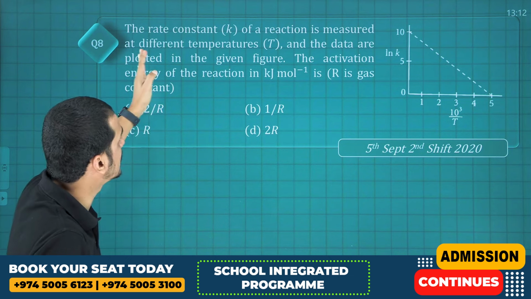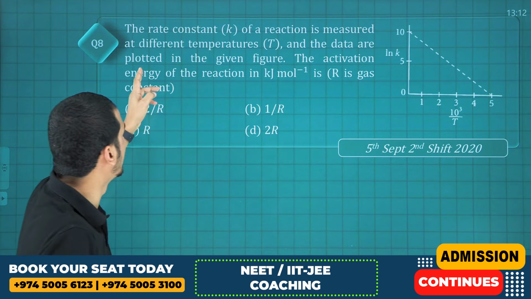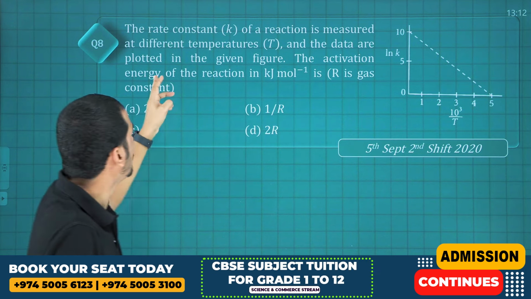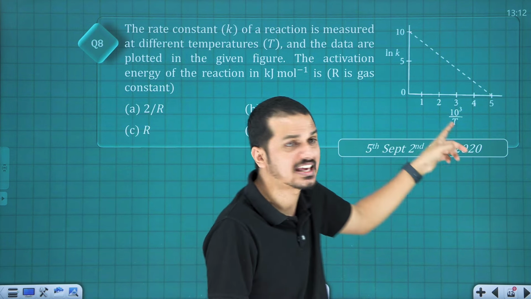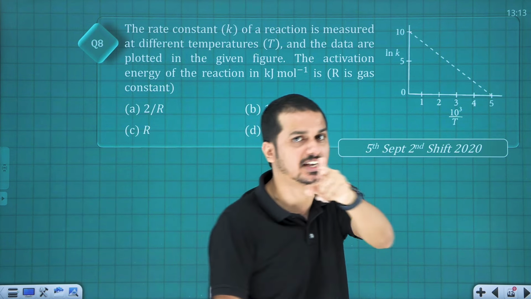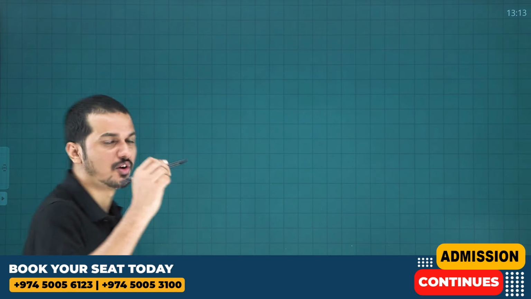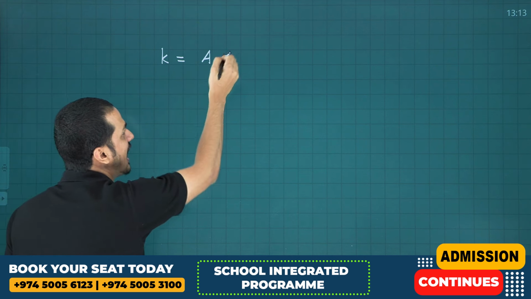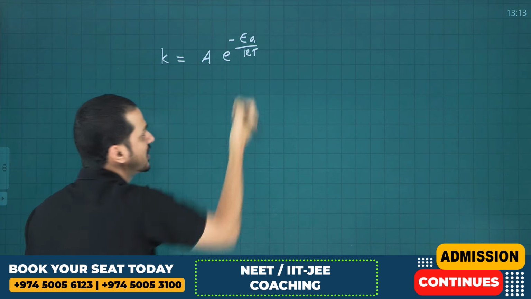So here you can see the rate constant K of a reaction is measured at different temperatures T. The data are plotted in the given figure. They have given a graph of ln K versus 10 raised to 3 by T. So we know the idea. What idea do we know? We know the Arrhenius equation, K equal to A e raised to minus EA by RT.